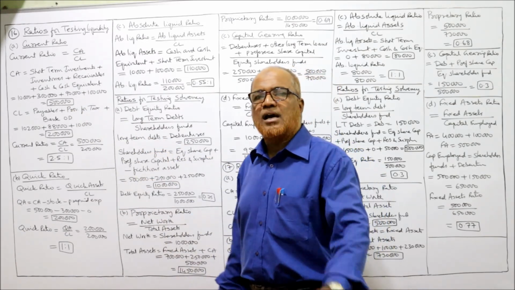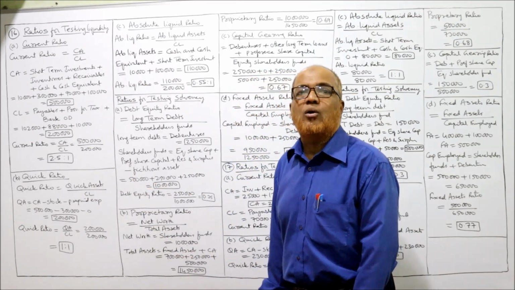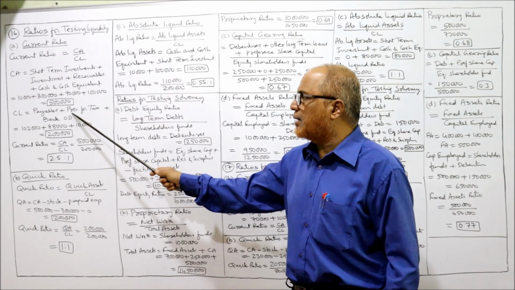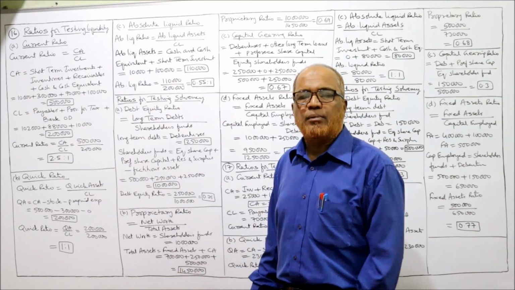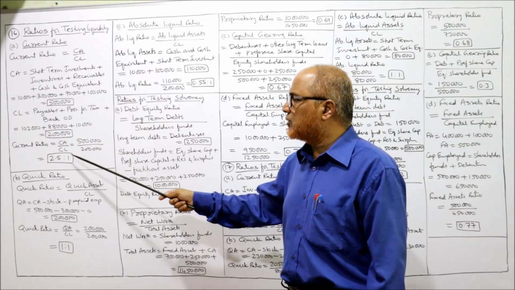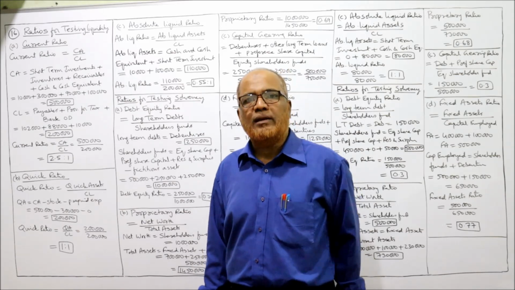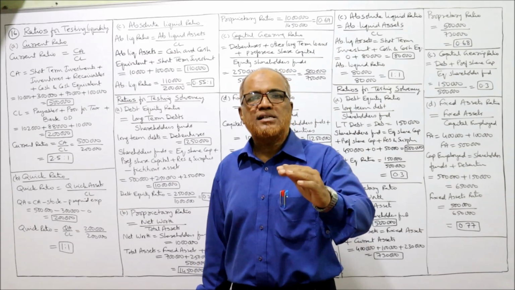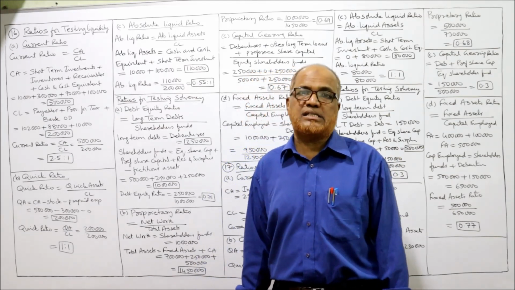Then current liabilities are given 3, that is payables, provision for taxation and bank overdraft. These 3 are current liability, take the total 2 lakh. Now we got current assets, we got current liability. So current assets 5 lakh, current liability 2 lakh. So 5 lakh by 2 lakh, 2.5 is to 1. That means current assets are 2.5 times more than current liabilities.